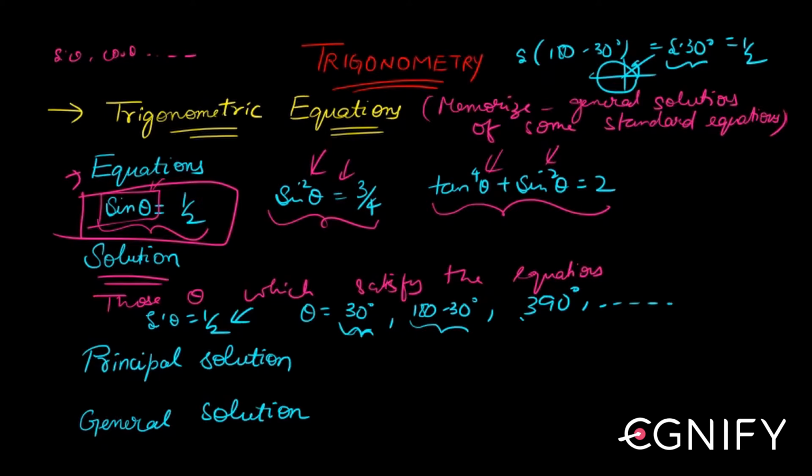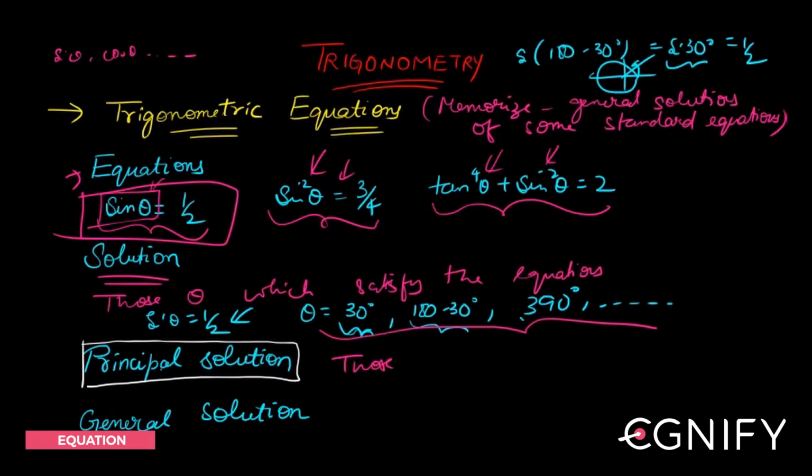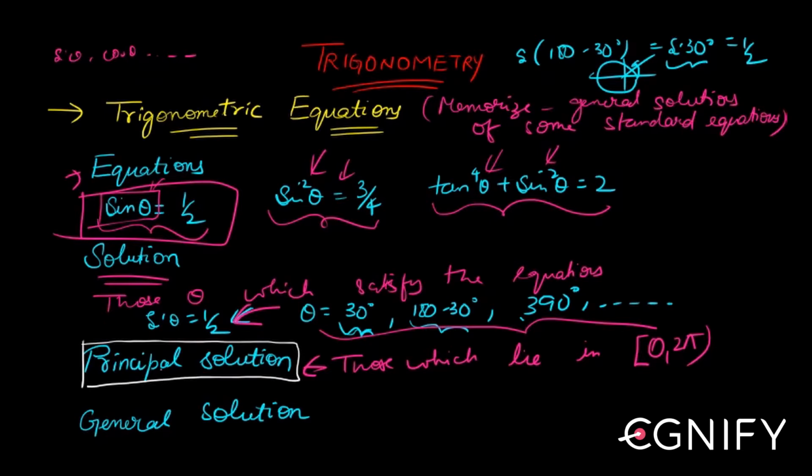Now coming to a very important term, principal solution. What do I mean by principal solution? Now, out of all these infinite values, those which lie in 0 to 2 pi, they are called your principal solutions. So you have infinite angles which will satisfy this equation. Now I need only those angles which lie in between 0 to your 360. So those values which lie in this first rotation, that's basically all those values are your principal solutions.